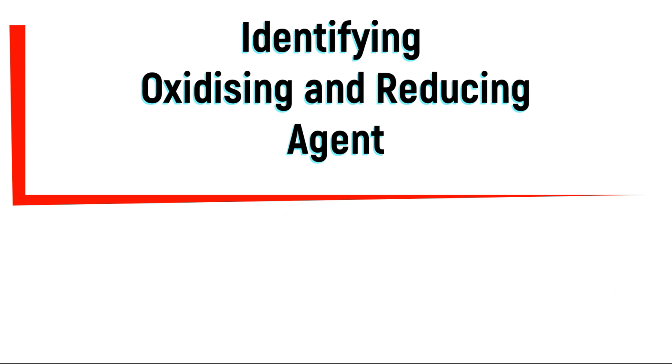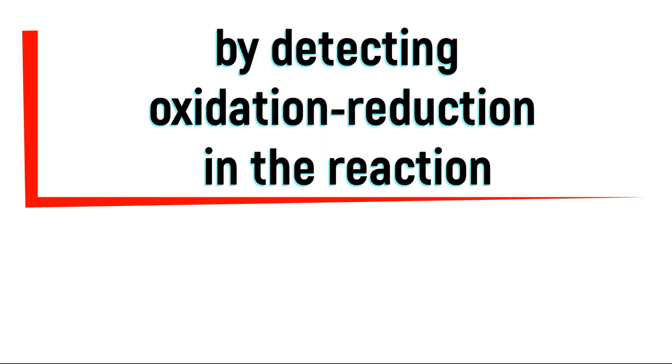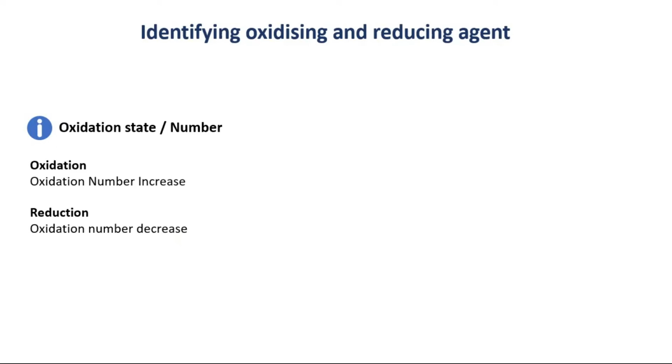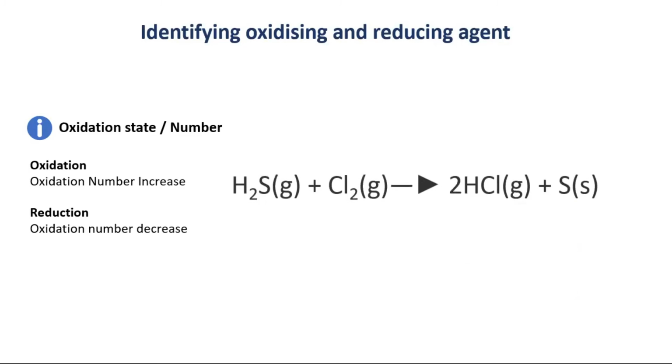How can we identify oxidizing and reducing agents? The answer is simple, by detecting oxidation and reduction. And how do we do that? By calculating their oxidation state. We know if the oxidation number is increased for an element, it is oxidized, and if the oxidation number is decreased, it is reduced. Take the reaction of hydrogen sulfide with chlorine.